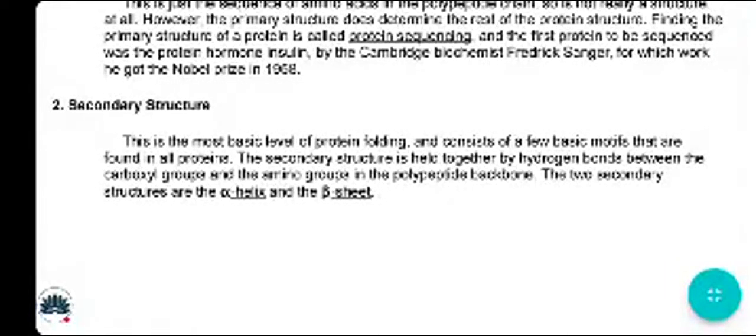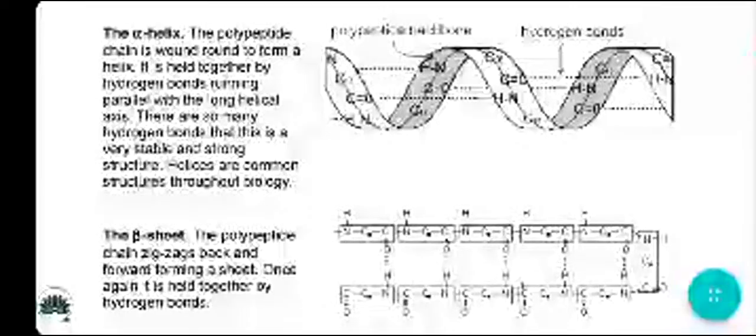The secondary structure is held together by hydrogen bonds between the carboxyl group and the amino group in the polypeptide backbone. The two secondary structures are the alpha helix and the beta sheet. The helix means helical shape, where the polypeptide bond is shown to you and the hydrogen bond is also shown to you.